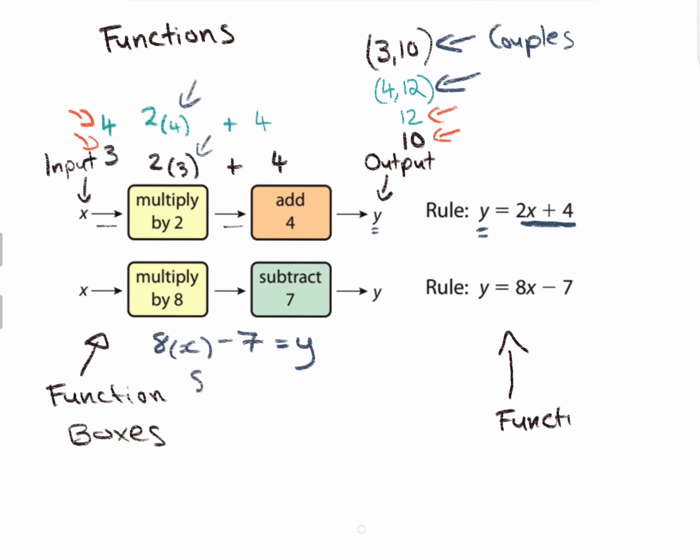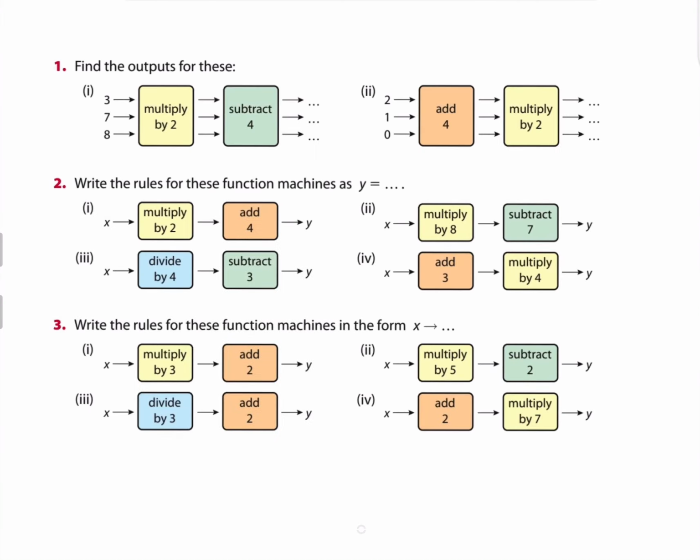So 8x minus 7 equals y. And you can see up here, that is the rule. The only difference is they've put the y first. And it's the same if the y comes first and then the equal sign, or if the 8x minus 7 comes first and then the equal sign. So that's just an introduction. Let's do a few sums and try these out.